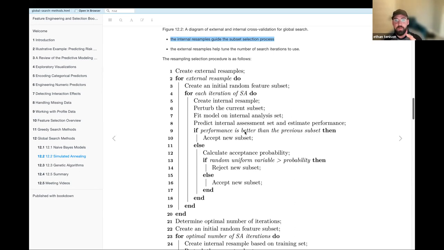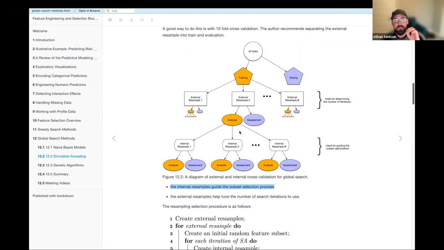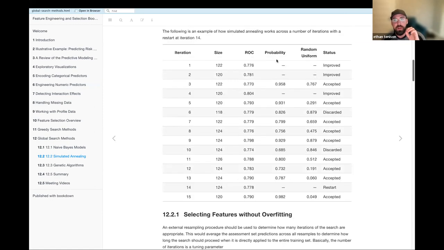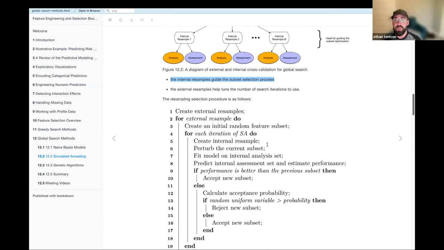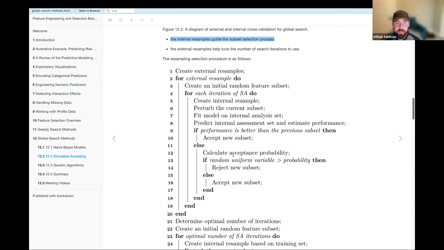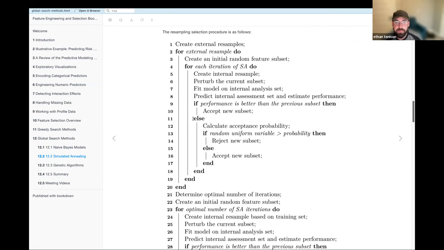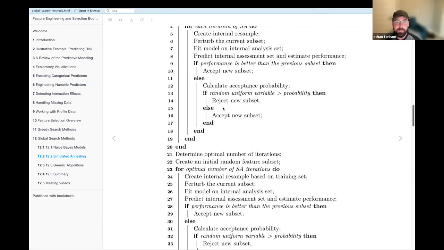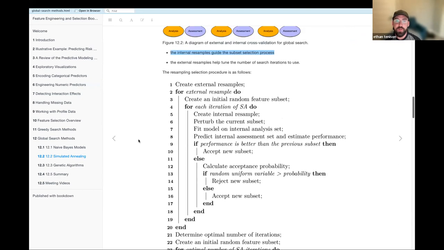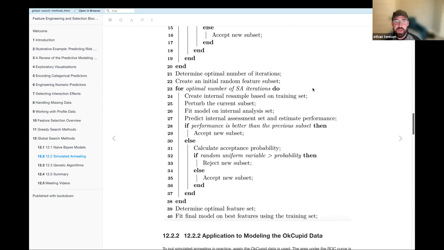And then based off of that performance and, what's the word it used, based off of this random uniform number and the probability, that's how you decide if it's accepted or if you restart or if it's rejected. I may have jumped ahead. It looks like there's an if-else here where you calculate the accepted probability and you compare it with that random uniform variable. Okay, so I think this is first the external resample, and this describes what happens in the internal resample, where you're looking specifically at the number of iterations in the internal.